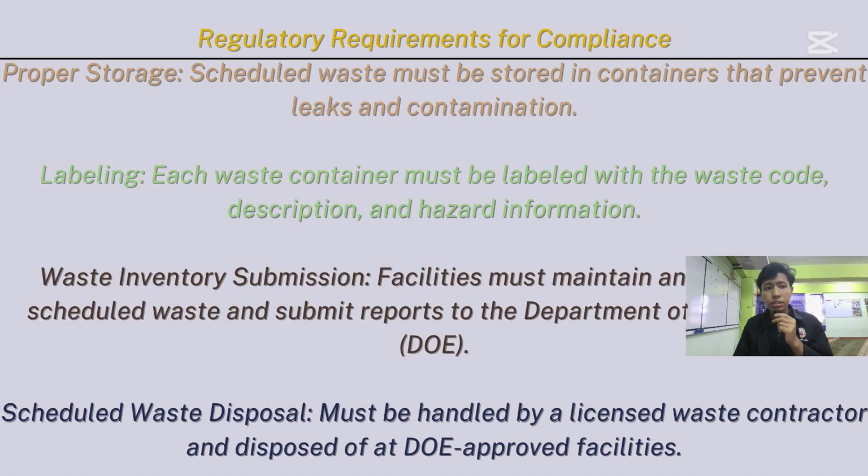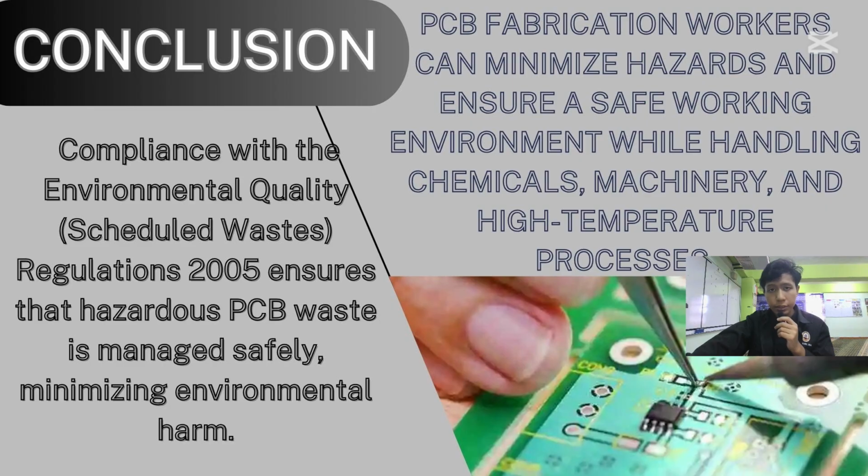Regulatory requirements for compliance: proper storage. Schedule waste must be stored in containers that prevent leaks and contamination. Labeling: each waste container must be labeled with the waste code, description, and hazard information. Waste inventory submission: facilities must maintain an inventory of scheduled waste and submit reports to the Department of Environment or DOE. And lastly, scheduled waste disposal must be handled by a licensed waste contractor and disposed of at DOE-approved facilities.